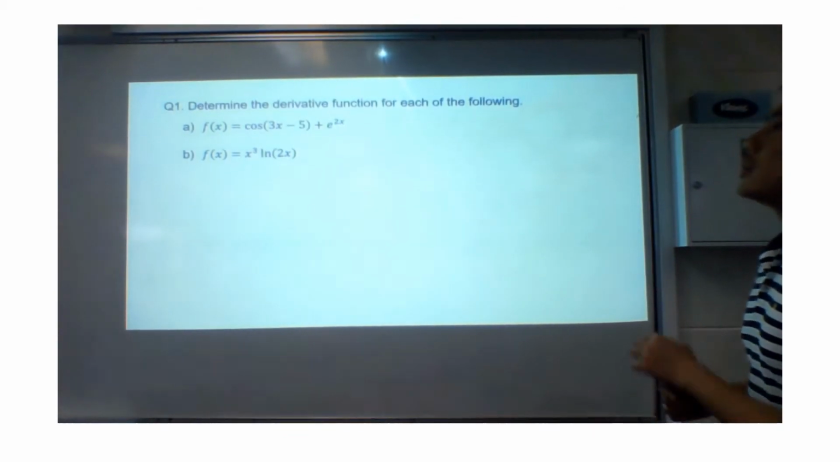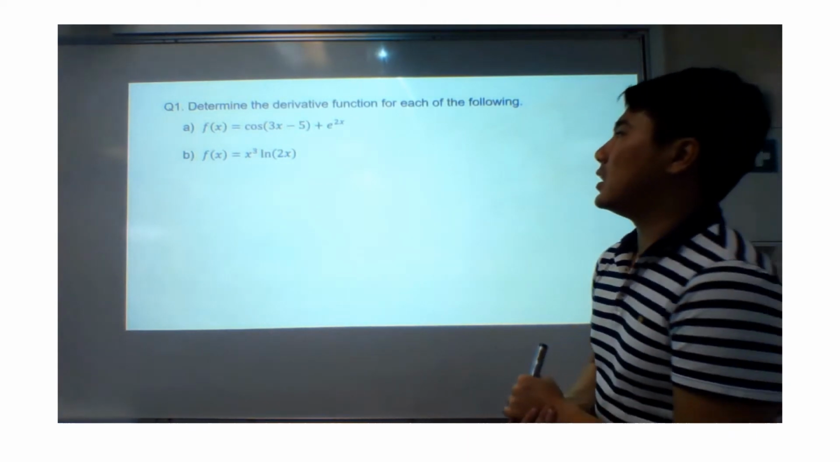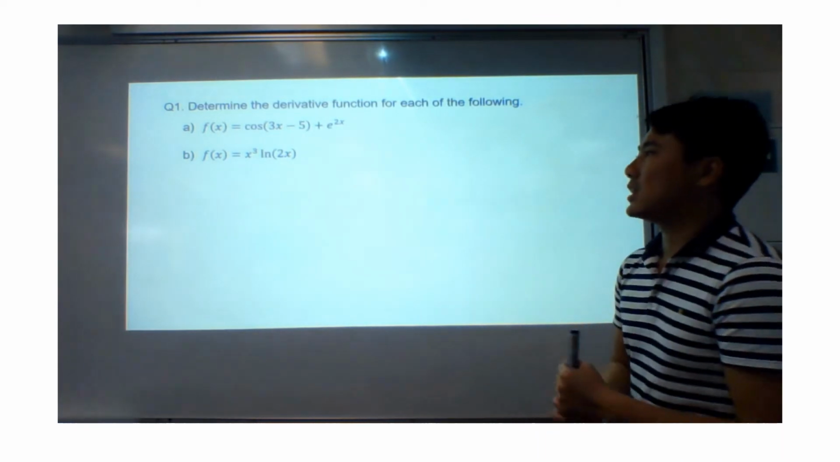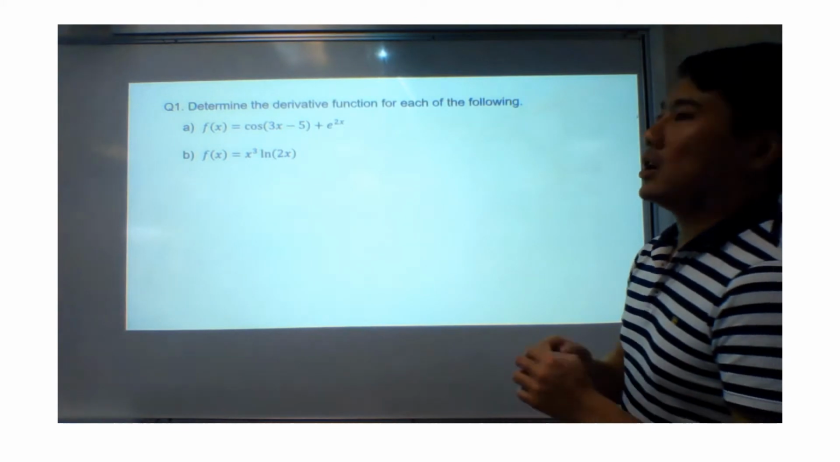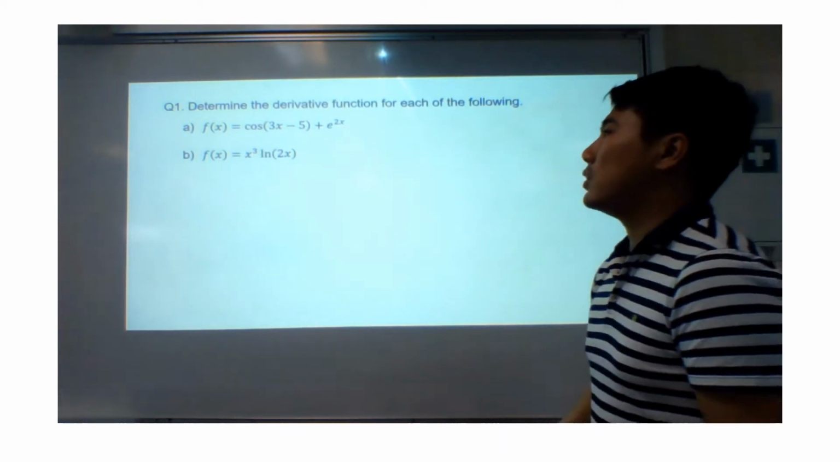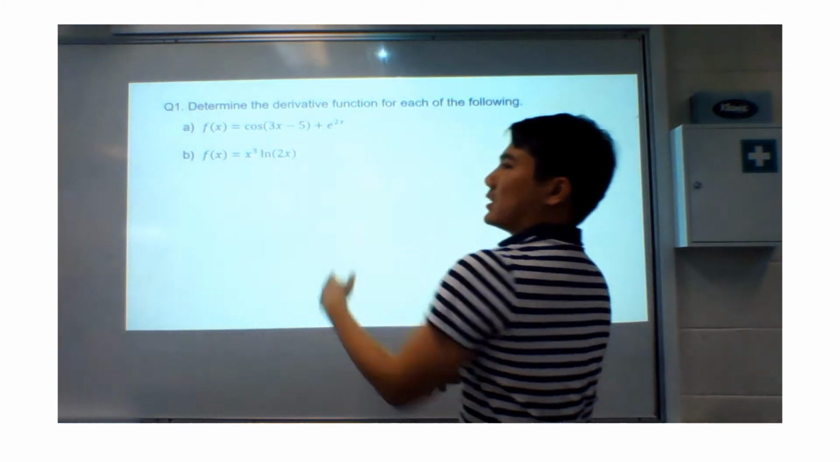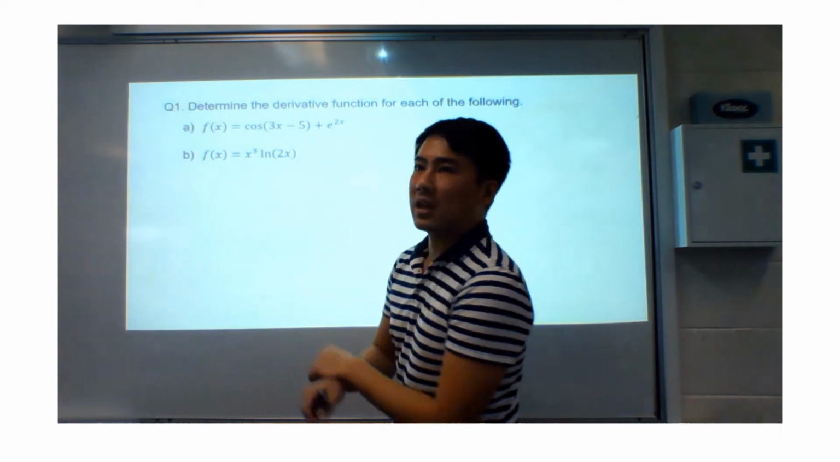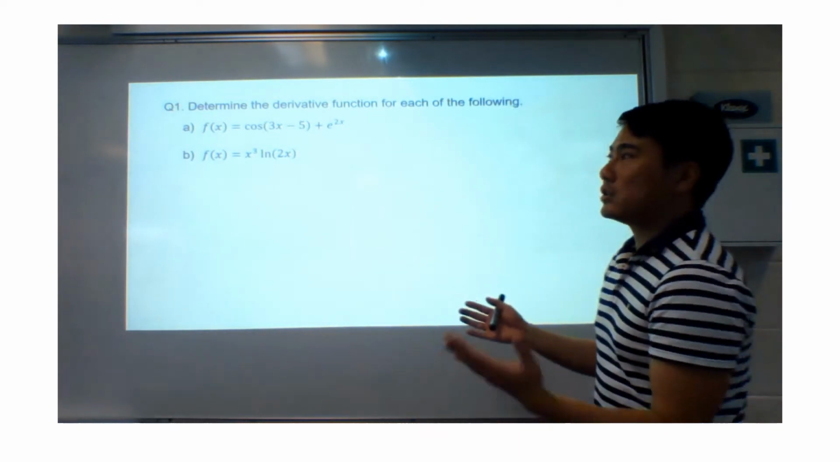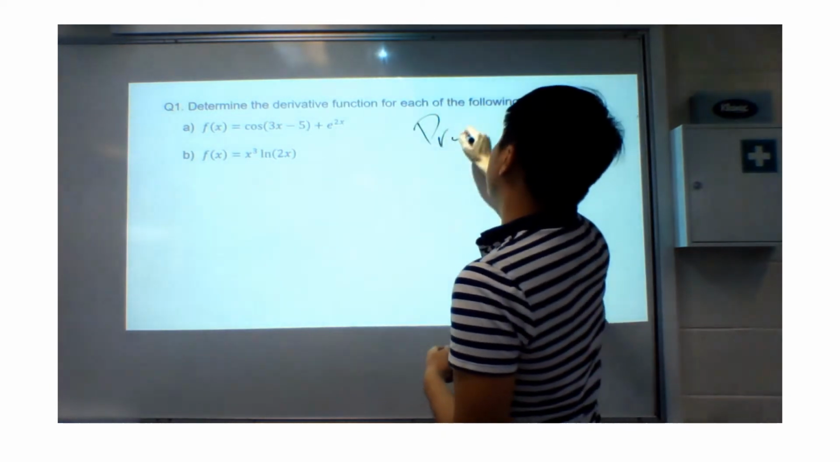Alright, now we're going to look at B. We want to differentiate f of x equals x to the power of 3 times natural log of 2x, or ln 2x. So you can see we've got x here, we've got x here. We are timesing them together. Which rule would we use if we want to differentiate? We're going to use the product rule.